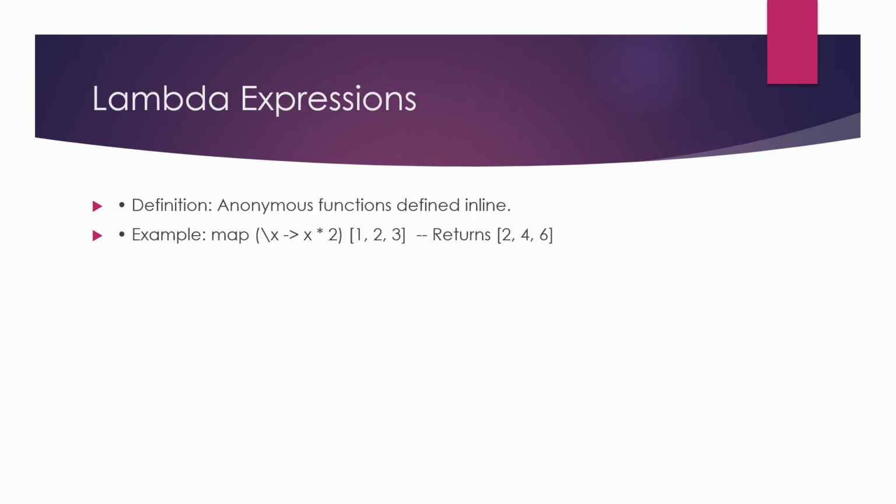Lambda expressions are anonymous functions defined inline. These allow us to define small functions on the fly, making code concise and readable. For instance, a lambda expression in Haskell can be used to multiply every element of a list by 2, simplifying the operation.